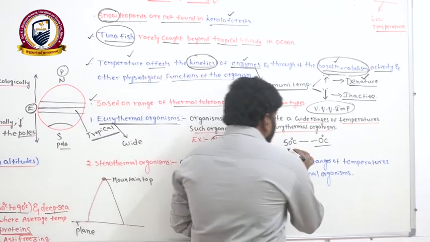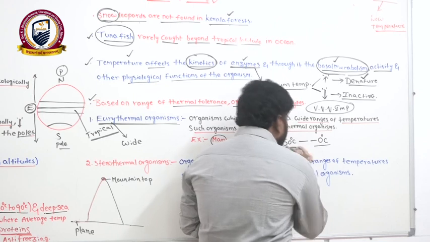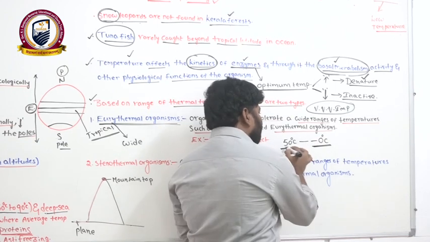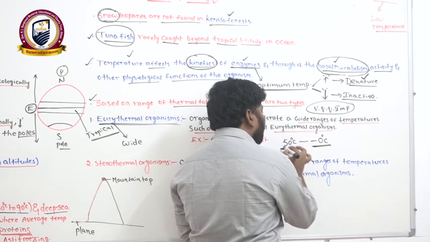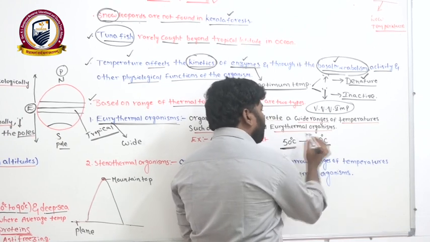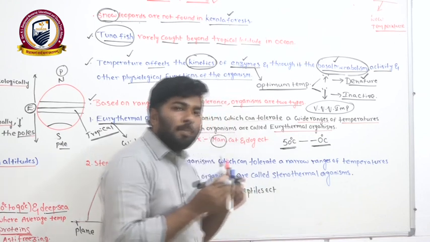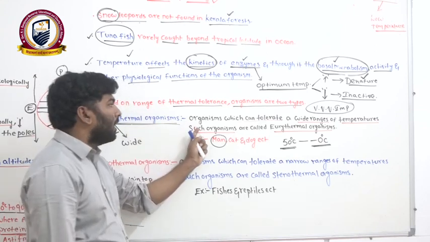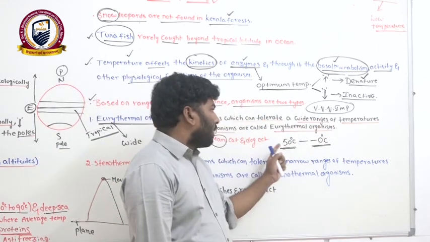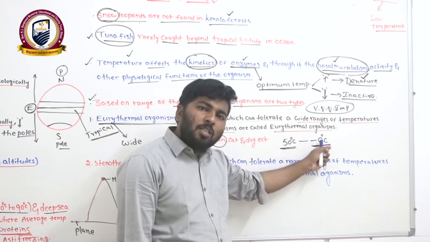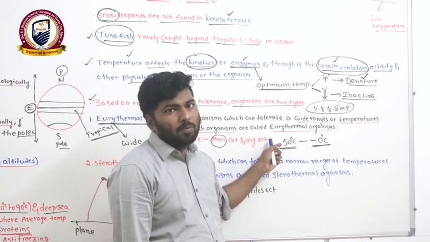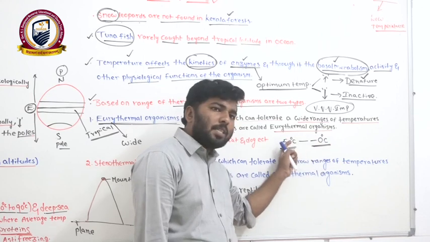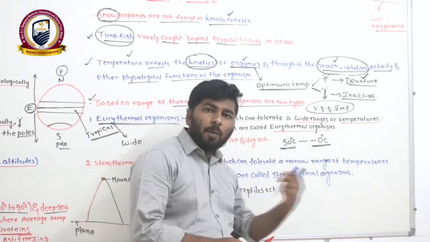Wide range means we can survive from 50 degrees and even at minus 0 degrees. Wide range means a wide difference between the temperature of one area and another, and still we can exist in both areas. Such organisms are considered eurythermal organisms, which can survive in wide ranges of temperature. We can cope with these areas with the help of adaptations.